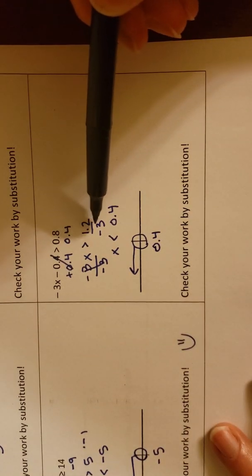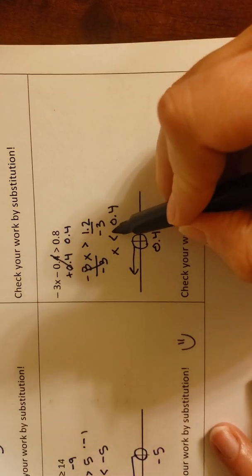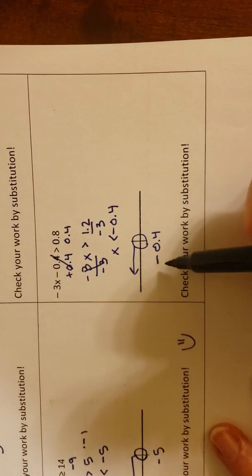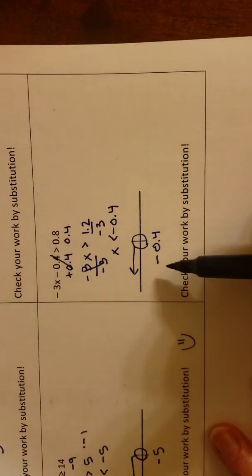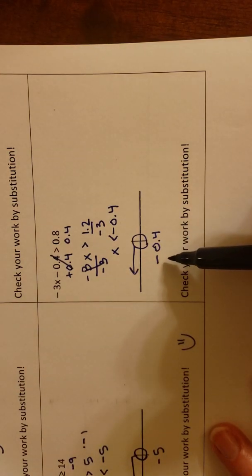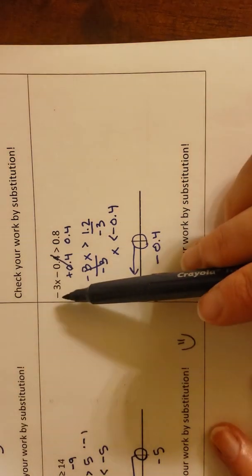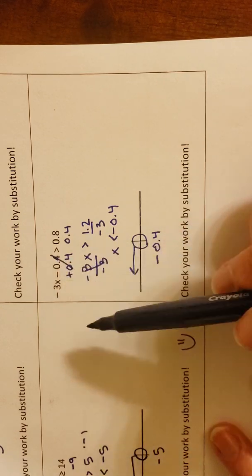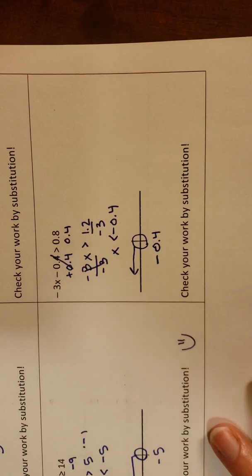A positive divided by a negative is a negative. Haha, that changes things. There we go. Let's try a different one. So a number that is less than negative 0.4 would be like negative 1. Negative 3 times negative 1 is 3. Minus 0.4 is 2.6, and that is greater than 0.8.